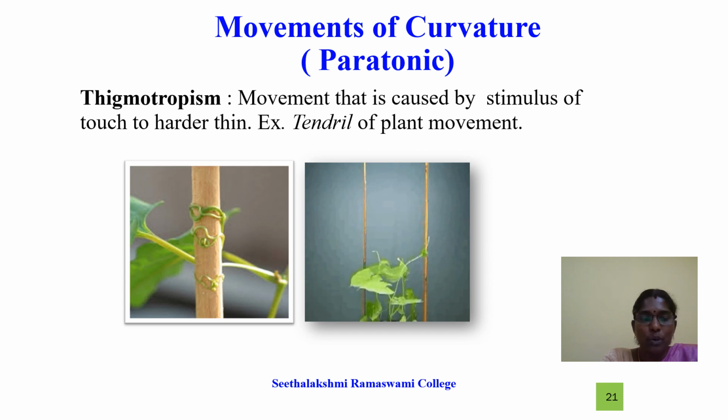Next is the thigmotropic movement, or thigmotropism. The plant's response is caused by the stimulus of touch. The best example is the movement of a plant's tendril. That is the thigmotropic movement.